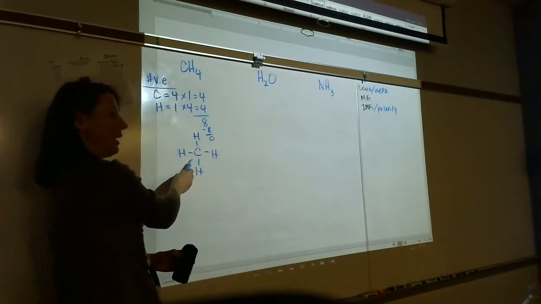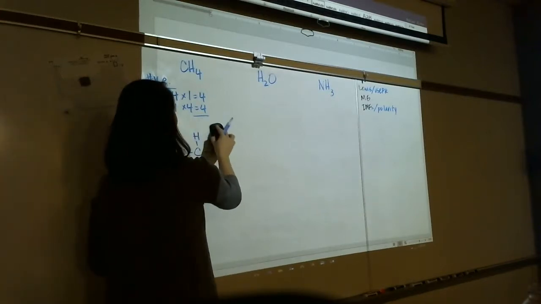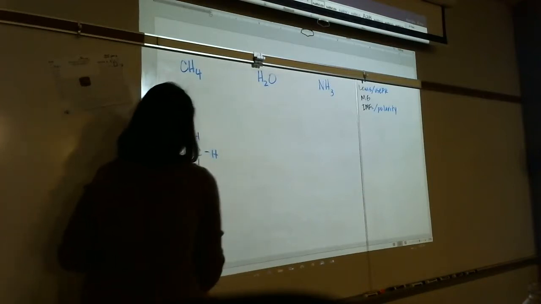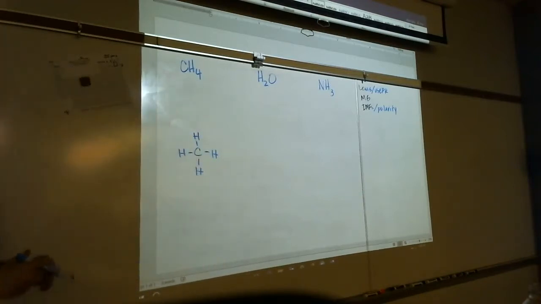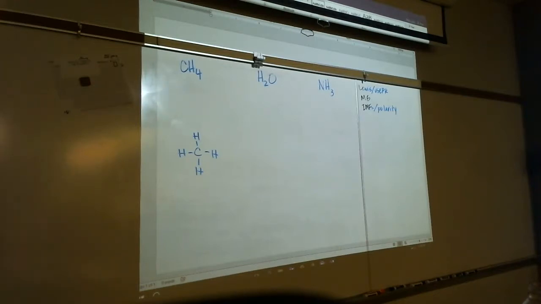Does carbon have an octet? 2, 4, 6, 8. Yes, it does. So that is my final Lewis structure. I'm just going to clean up here. That's my final Lewis structure. No resonance, no double bonds. It's really simple. All right, so let's figure out the molecular geometry for methane. Pull out my VSEPR chart.